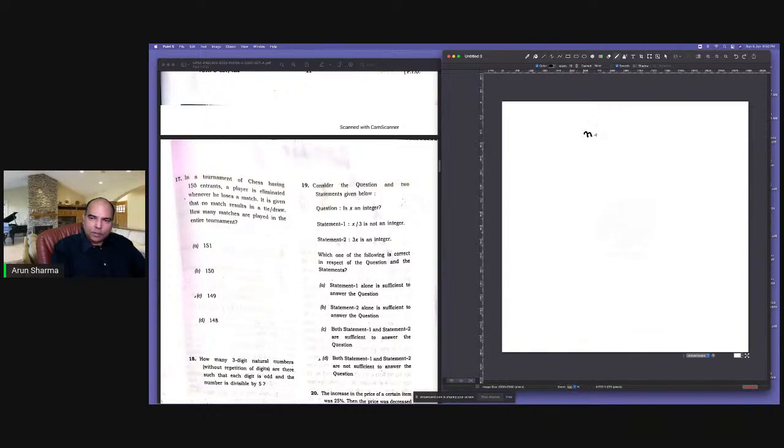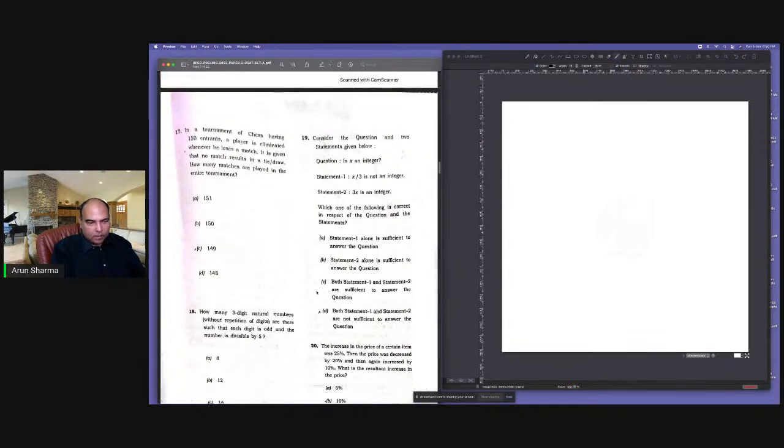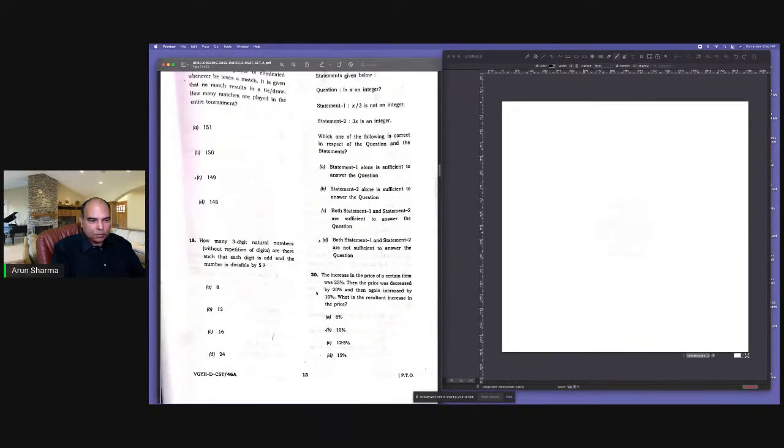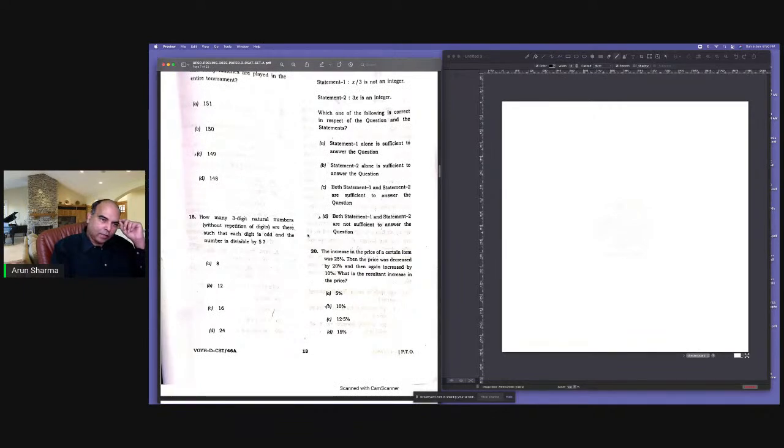Yes, it's n minus 1, that's the logic. So 149 is the answer. 150 teams, if there's a knockout tournament, the number of matches is n minus 1. So that's the answer to 17th. Yes, so for the 17th the answer is C.